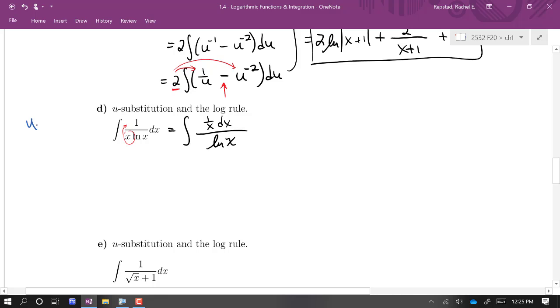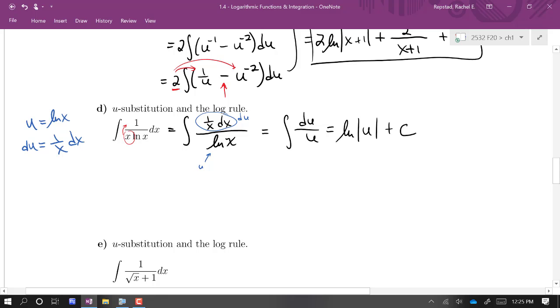I'm going to try letting u equal ln x. And if u is equal to ln x, then du is 1 over x dx. So look, that's precisely what we have here. There's our du, there's our u. So this is the integral of du over u. And this is ln of absolute u plus a constant. And putting our x's back in, we've got ln of absolute ln x plus a constant.